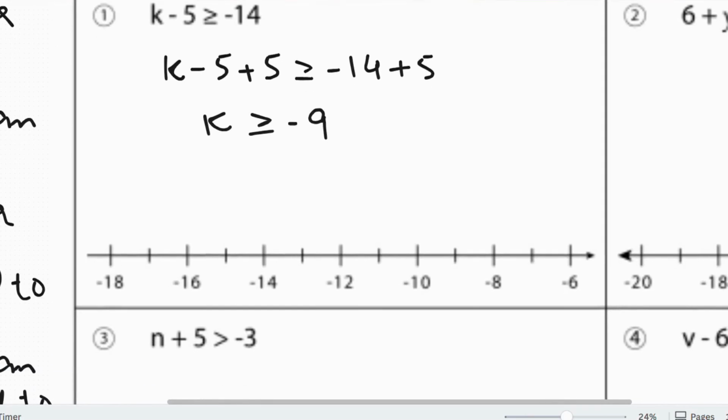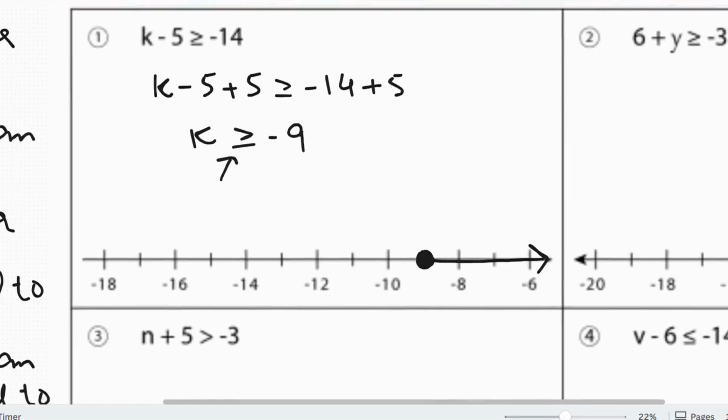As you can see, this is a greater than or equal to sign, and we will be using a closed circle for it. So the number should be over here, right? So I will be using a closed circle. Whenever we have a closed circle, we just fill it, okay? So it should be graphed that way.